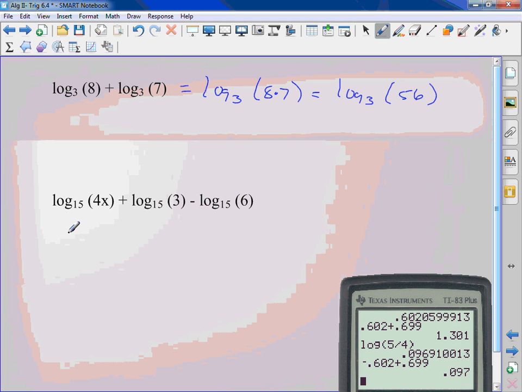Because what I have, if I even change this to exponential, is 3 to the x equals 56. Like, it's not common.